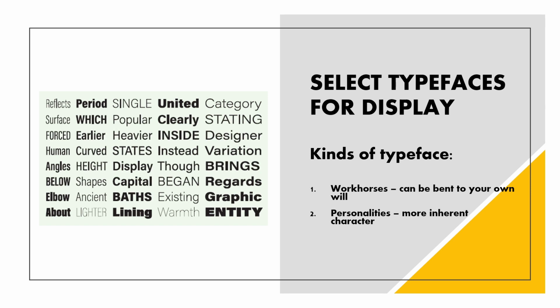There are two categories of typefaces, okay? The first one is the workhorses. So what is a workhorse? Workhorse typefaces can be bent to your will. They can be shaped in many different ways to perform a wide range of identities and contexts. Just like Helvetica, Futura, and Proxima Nova. I love Proxima Nova. These are good examples, okay?